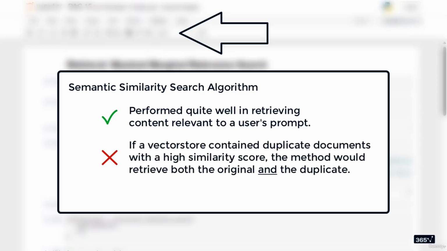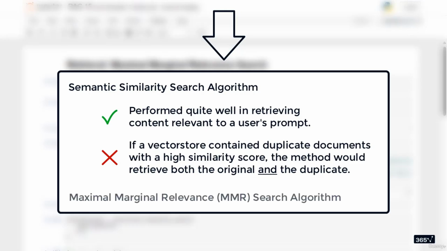If a vector store contained duplicate documents with a high similarity score, the method would retrieve both the original and the duplicate. And as we'll now discover, retrieving documents based only on the similarity metric results in a lack of diversity and a chance of missing important information. In this lesson, we'll study another retrieval algorithm that accounts for this shortcoming. It goes by maximal marginal relevance search, or MMR search for short.